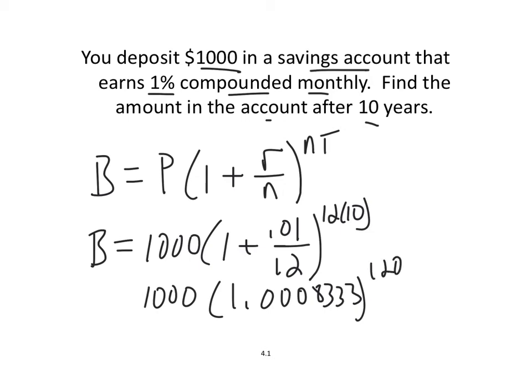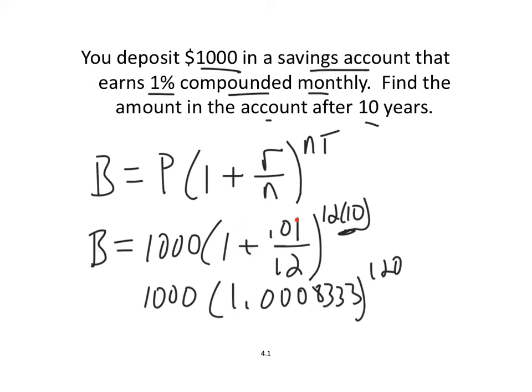Now, if you've got a graphing calculator, or if you're using Google Calculator, you can key this in just like this. I might write 120 instead of 12 times 10, but you can key that in the same way. If you're using your phone, I would calculate. Here, let me get a pointer going.